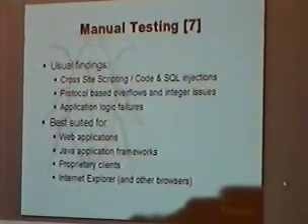So what do you usually find? Cross-site scripting easily, code and SQL injections, same thing. Protocol-based overflows and integer issues, as seen. Application logic failures. This is interesting because no other technique allows you to find application logic failures. Why? Because no other technique requires you to understand the application logic.